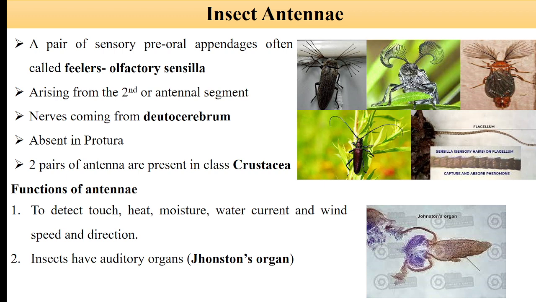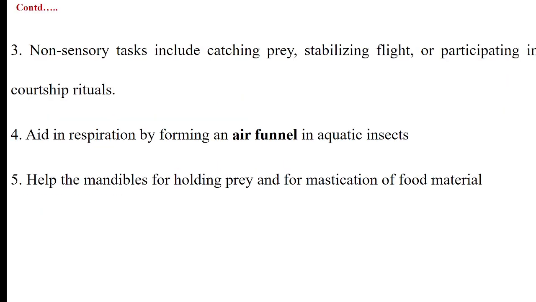If we talk about the functions of antennae, insects with well-developed antennae detect touch, and they can sense heat, moisture, water current, wind speed, and even the direction of the wind. Insects have a special auditory organ on their pedicel, that is the second part of the antennae, the Johnston organ. This is an auditory organ.